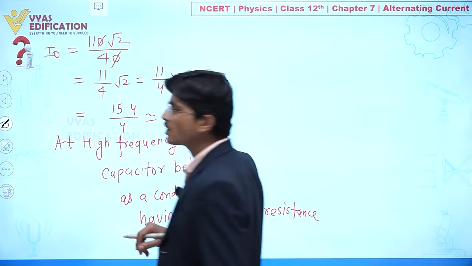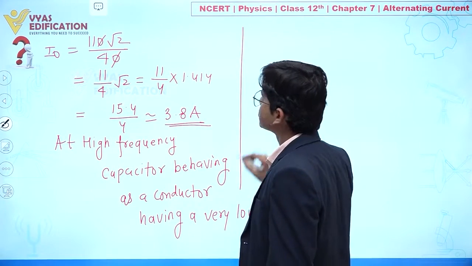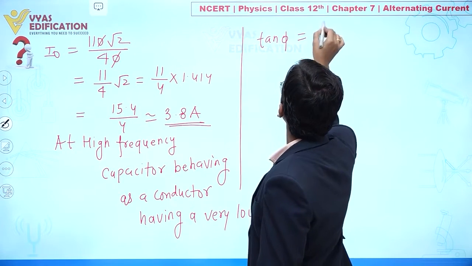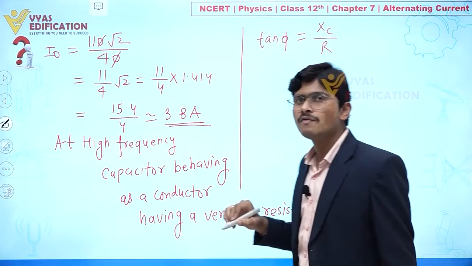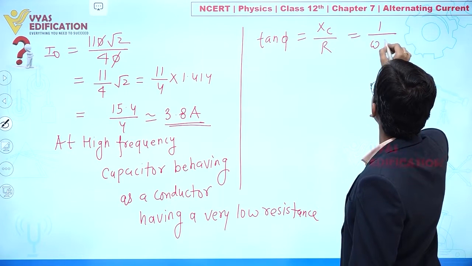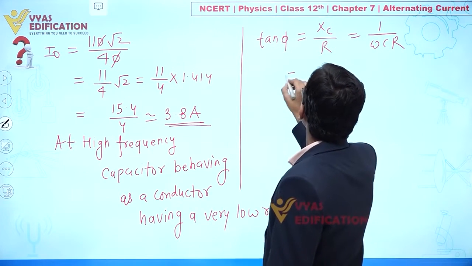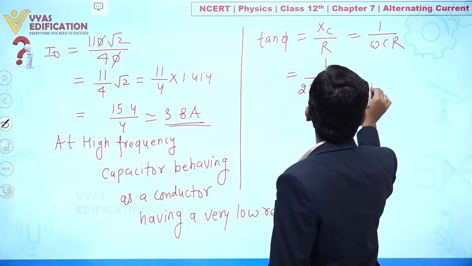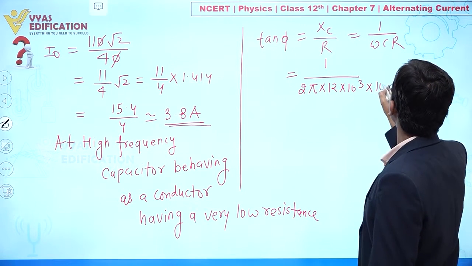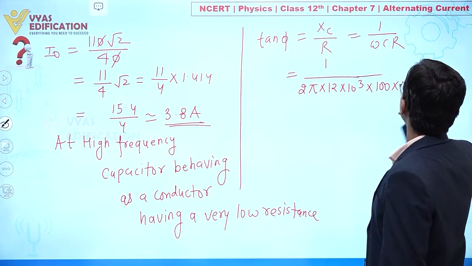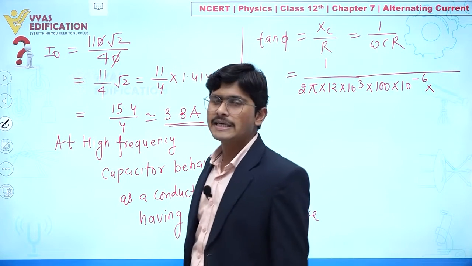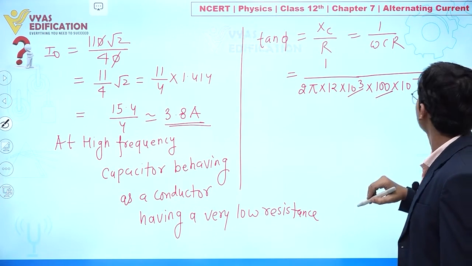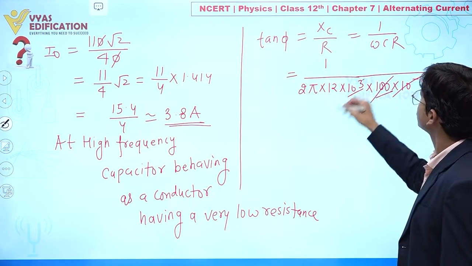Actually, you can also find the phase difference. If we talk about phase difference, tan phi is given by Xc by R. The value of Xc is equal to 1 upon omega C, multiplied by R. The value of omega is 2 pi f. f we have 12 kilohertz. The capacitance value we have is 100 microfarad, 100 into 10 to the power minus 6. And the value of R, the resistance, is 40 ohm. So this is 10 to the power 3, this is 10 to the power 5, this is 10 to the power 6, and these cancel out.